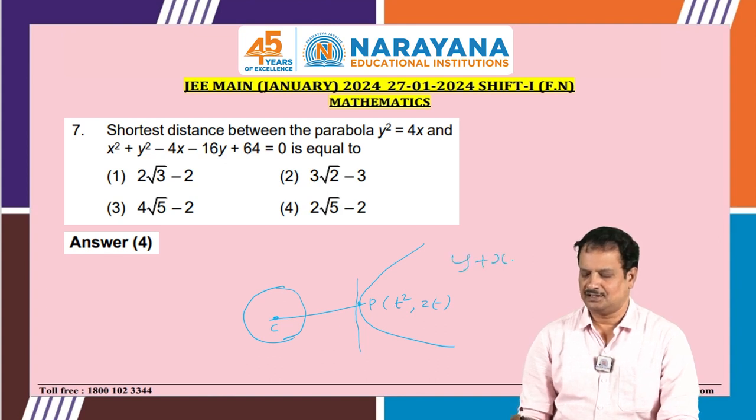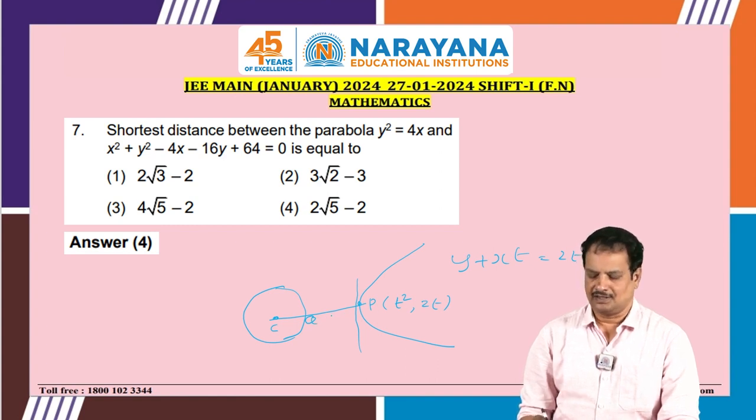y plus xt equal to 2at plus at cube. So this is the normal equation. This normal must pass through the center of the circle. Then only this P becomes the shortest distance between the two curves there, because the normal at any point on the circle will always pass through the center of the circle. So take the point P on the parabola, which is (at square, 2at).